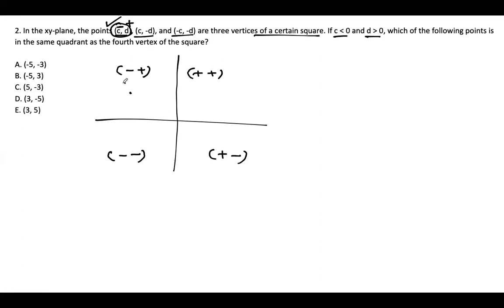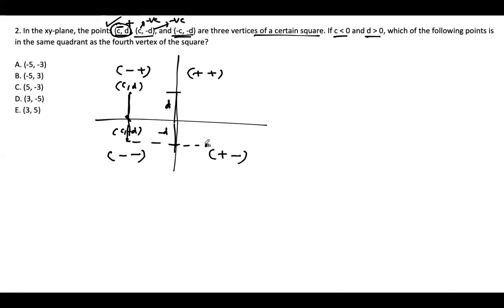Let's say this is C comma D. So where will C comma minus D be? C is negative, minus D is negative, so third quadrant. So where will minus C comma minus D be? This is the fourth quadrant. C comma D, as in C is the x coordinate and D is the y coordinate. Okay. So this is minus D.